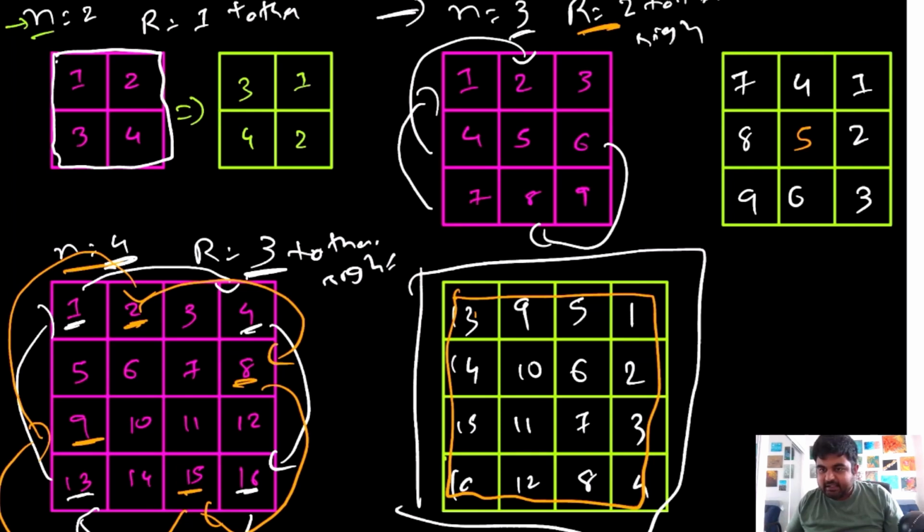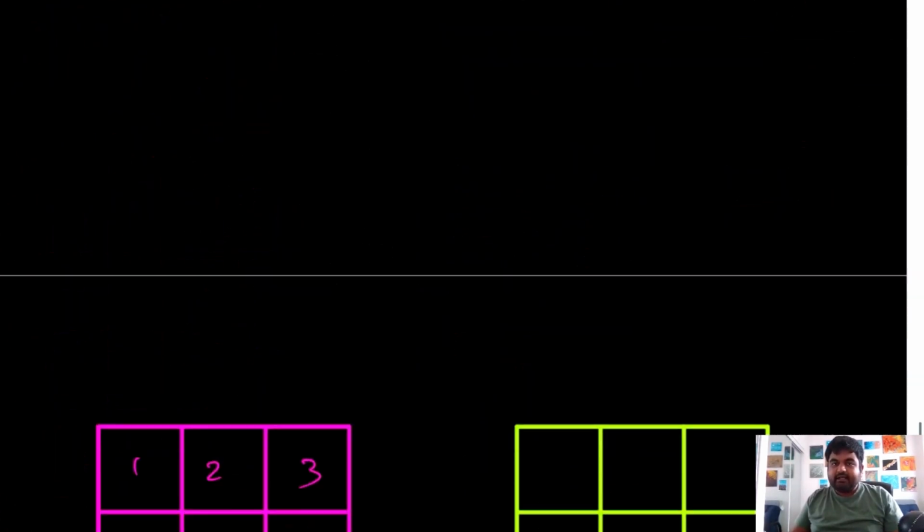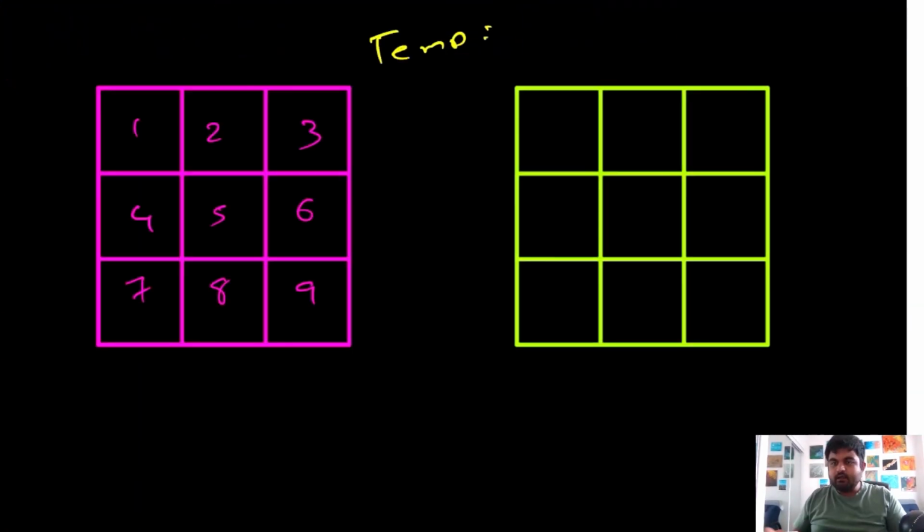Once that is done, we will come inwards and we will start filling the inner layer based on whatever the number of n we have. And that is the approach we are going to take. Okay, so suppose we have a 3 by 3 matrix, and I'm going to show you what is the approach we are planning to take.